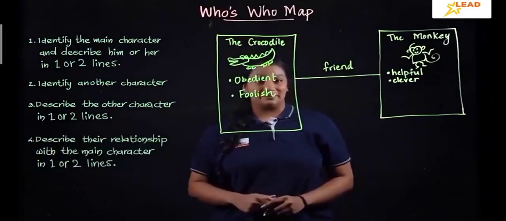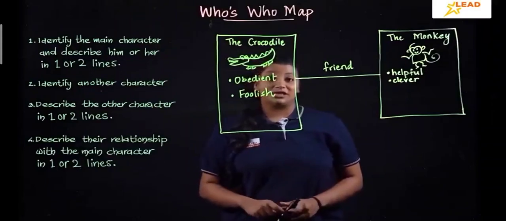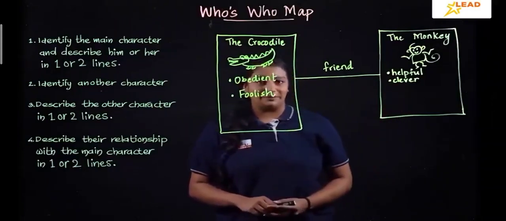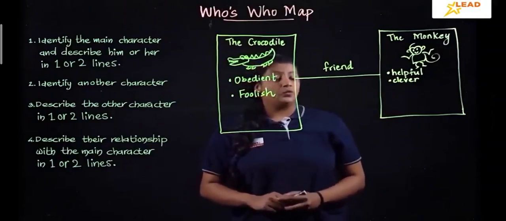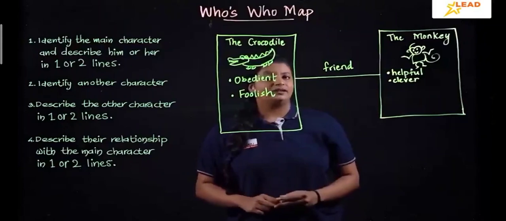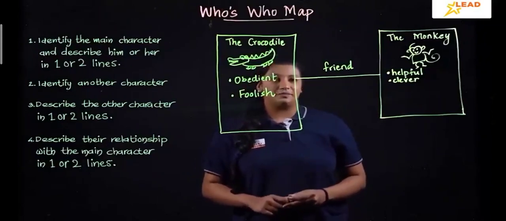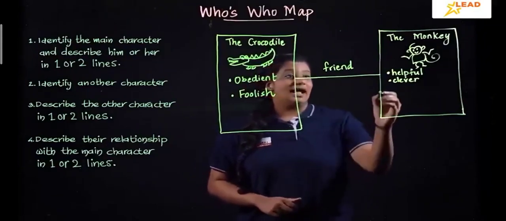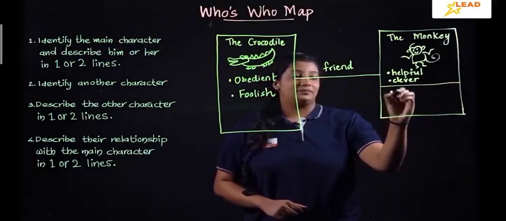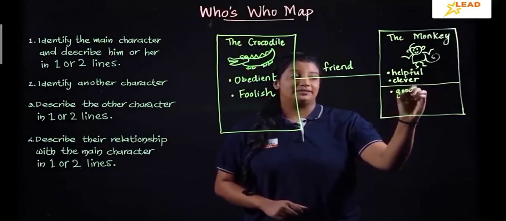The 4th step is to describe the relationship that this character had with the main character in the story. Students, we know that in the story, the monkey and the crocodile shared a very good friendly relationship. So they were good friends. I'm going to draw a line here and describe their relationship. So I'll write good friends.